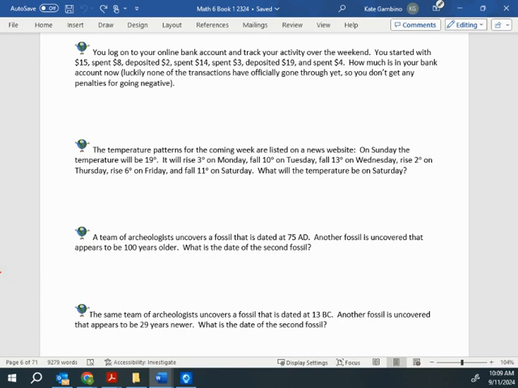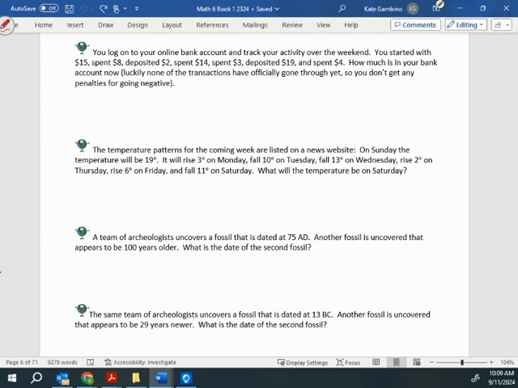So you log on to your online bank account and track your activity over the weekend. You started with $15 and you spent $8. Then you deposited $2. You spent $14. You spent $3. You deposited $19 and you spent $4. How much is in your bank account now at the end of the weekend?